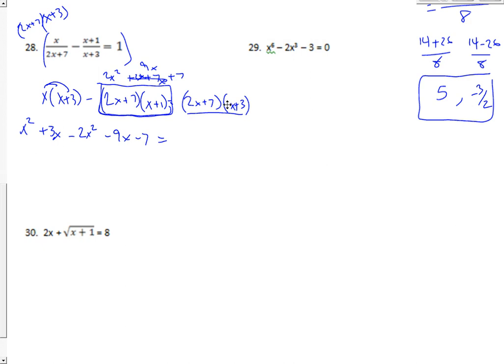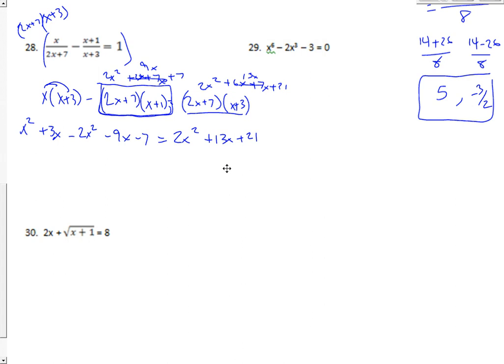So 2x times x is 2x squared. 2x times 3 is 6x. 7 times x, 7x. And 7 times 3 is 21. 6x plus 7x is 13x. So I get 2x squared plus 13x plus 21. Now I've got 2x squared on both sides. Oh, nope, this one's negative 2x squared. This one's positive 2x squared, so never mind.